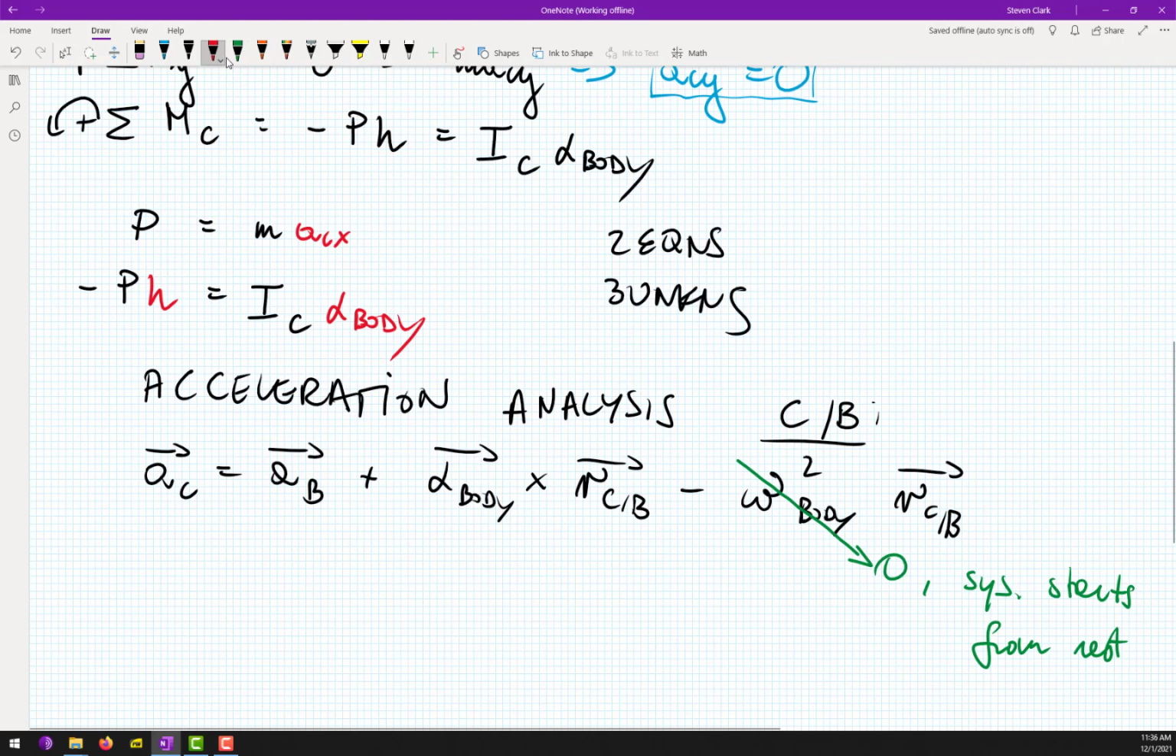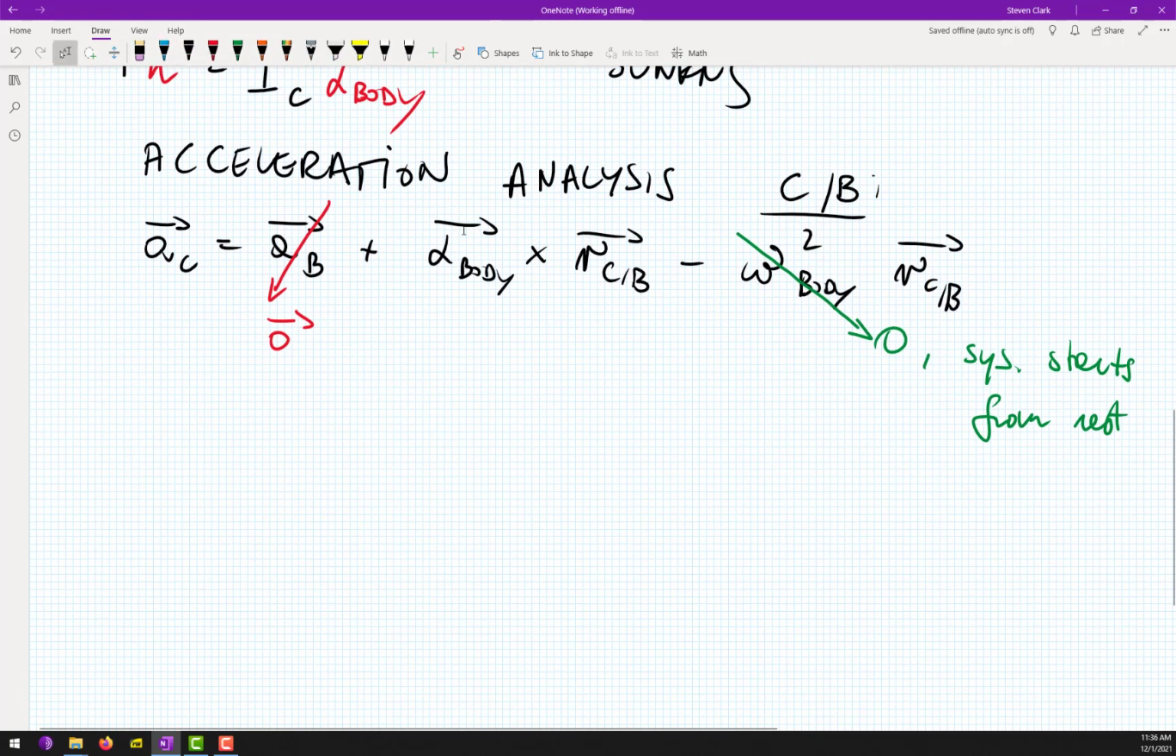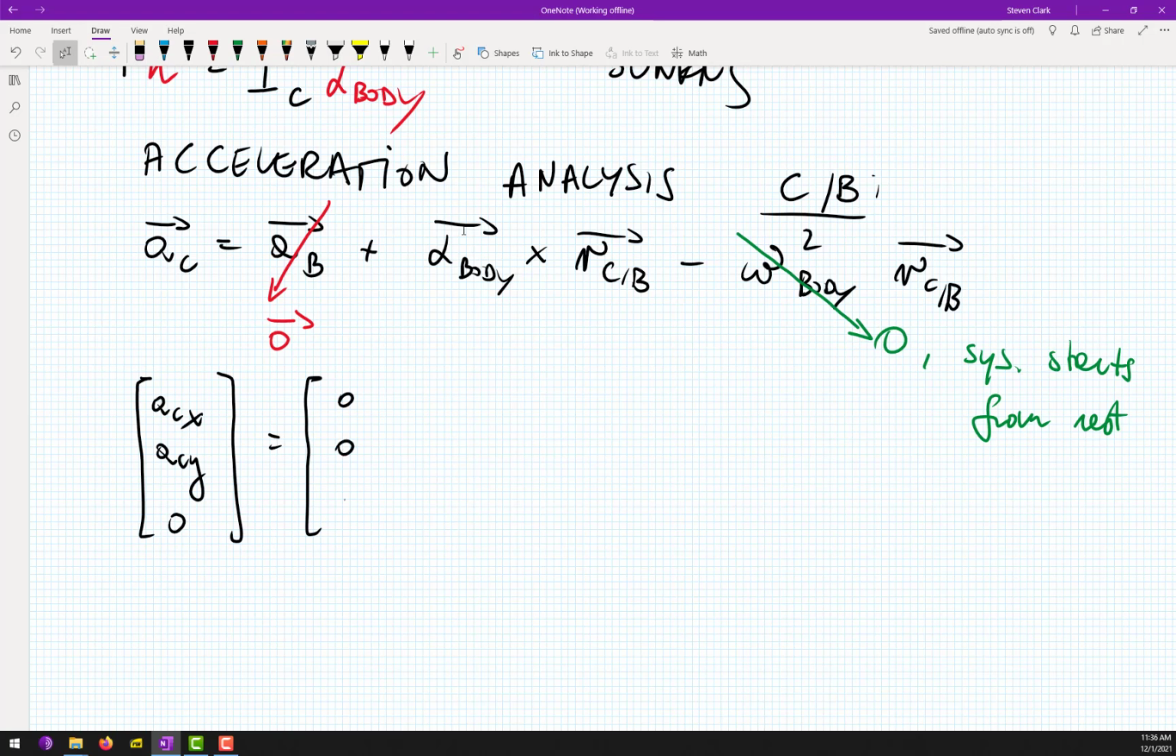Moreover, they told us that this point is 0. The acceleration of this point is 0. So we can write here ACX, ACY, 0 is equal to 0, 0, 0 plus 0, 0, alpha body times this vector.